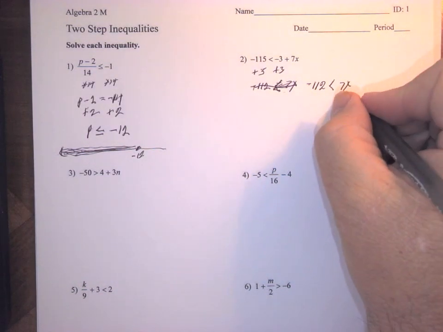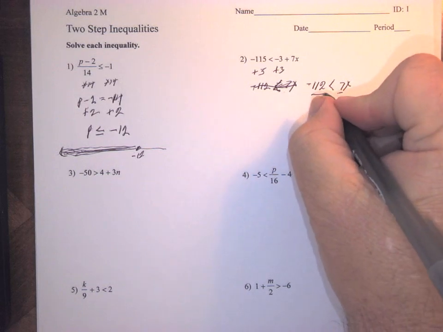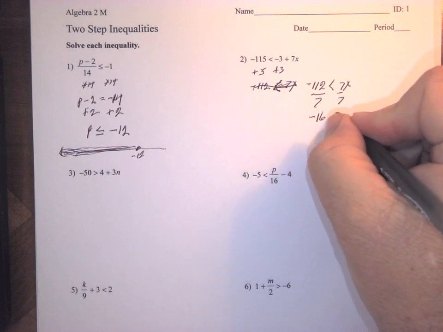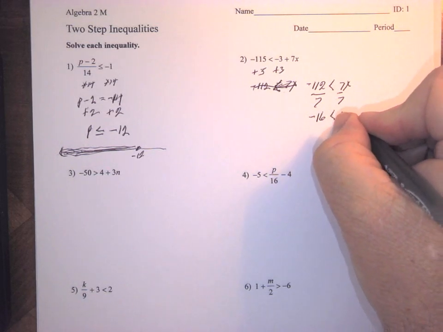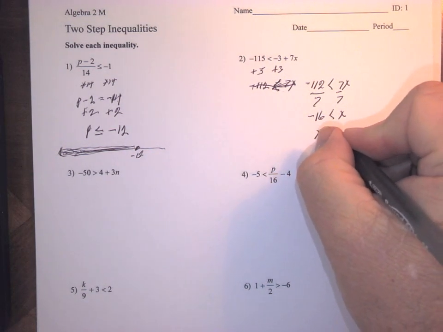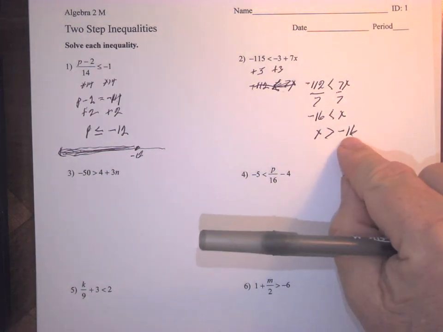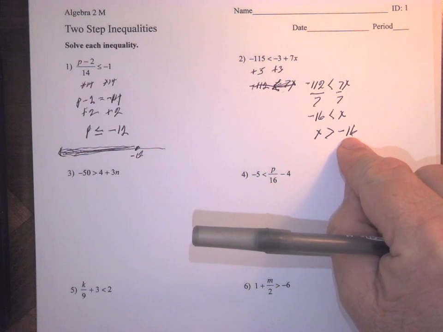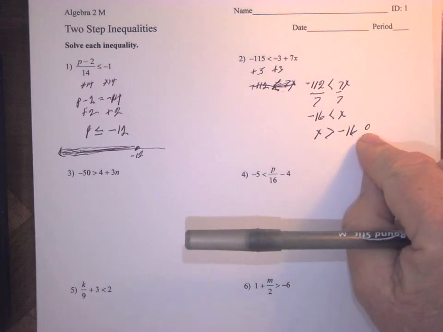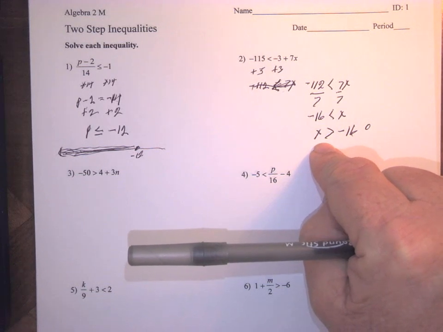So if we divide this by 7, we end up with negative 16 is less than or equal to x. And if you want to put it in the proper order, x would be greater than or equal to negative 16. That means that on the line you would find negative 16 and put a circle around it, and everything to the right of it would be the equivalent here.